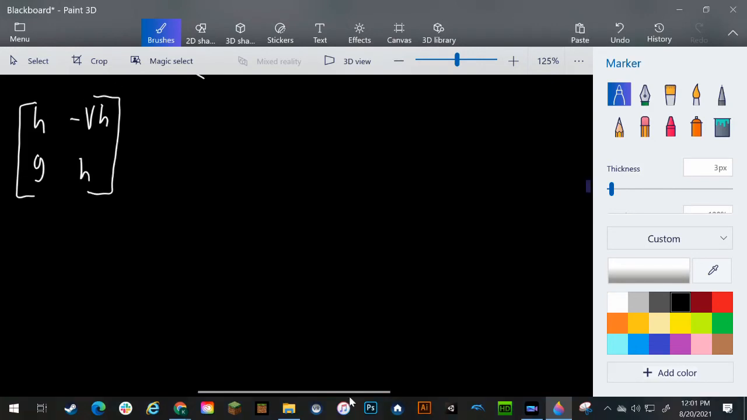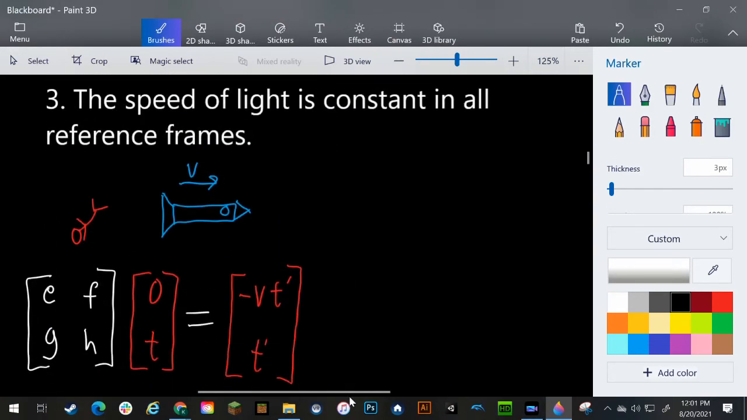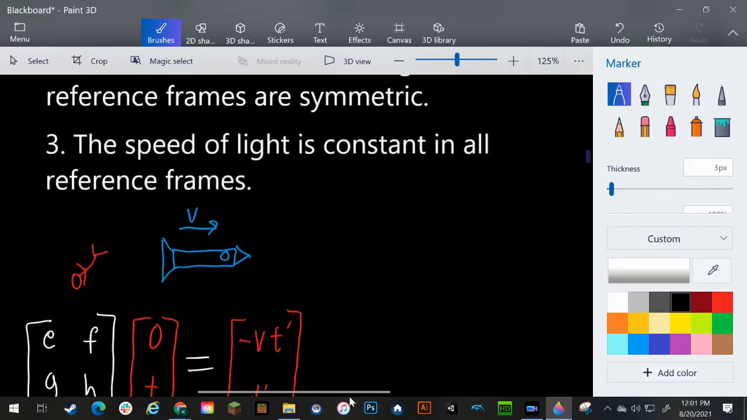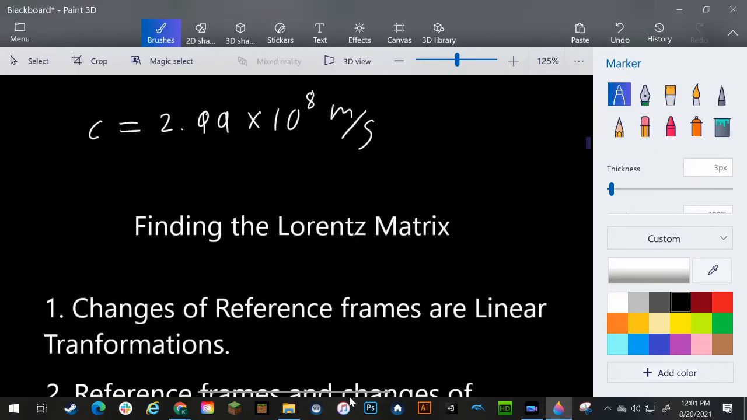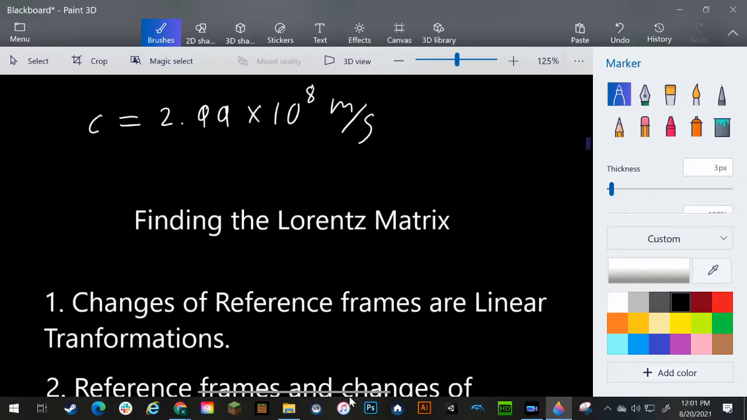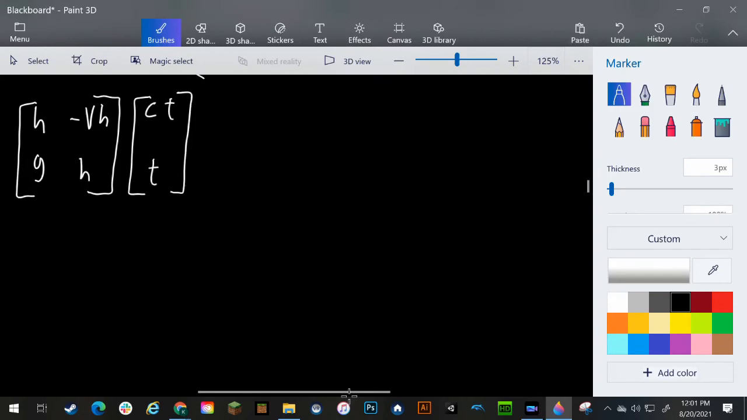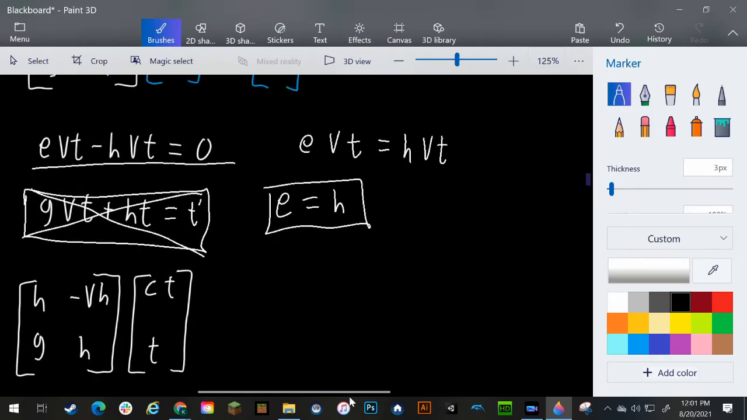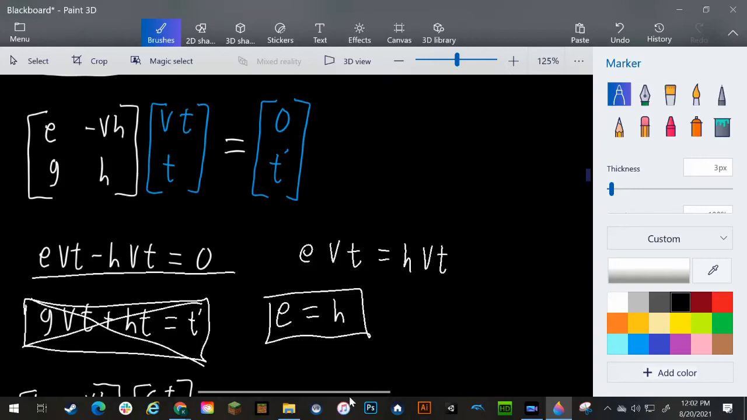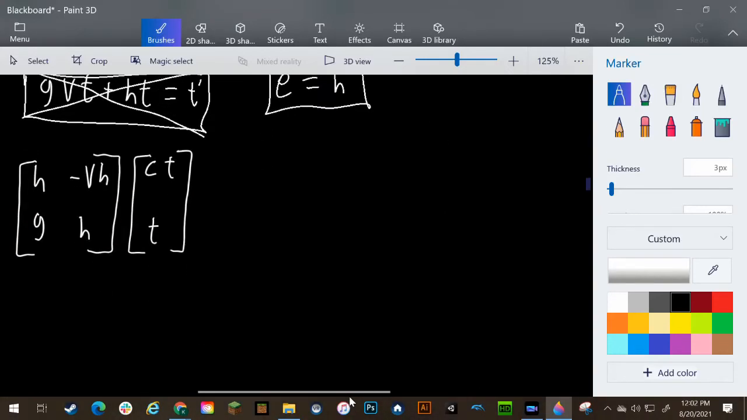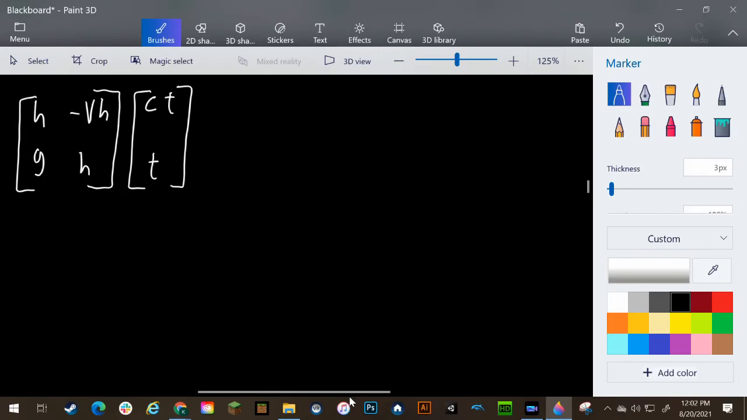Alright, what other information can we use? Well, we still have assumption 3. The speed of light is constant in all reference frames. What this means is the world lines which describe light, or photons, will have the same slope in Bob's reference frame and in Carl's reference frame. What will that slope be? It'll be this constant c, which represents the speed of light, 2.99 times 10 to the 8 meters per second. Notice that the vector describing the world line for light looks just like the vector that describes Carl's world line, except instead of v we have c, because c is the velocity of light.